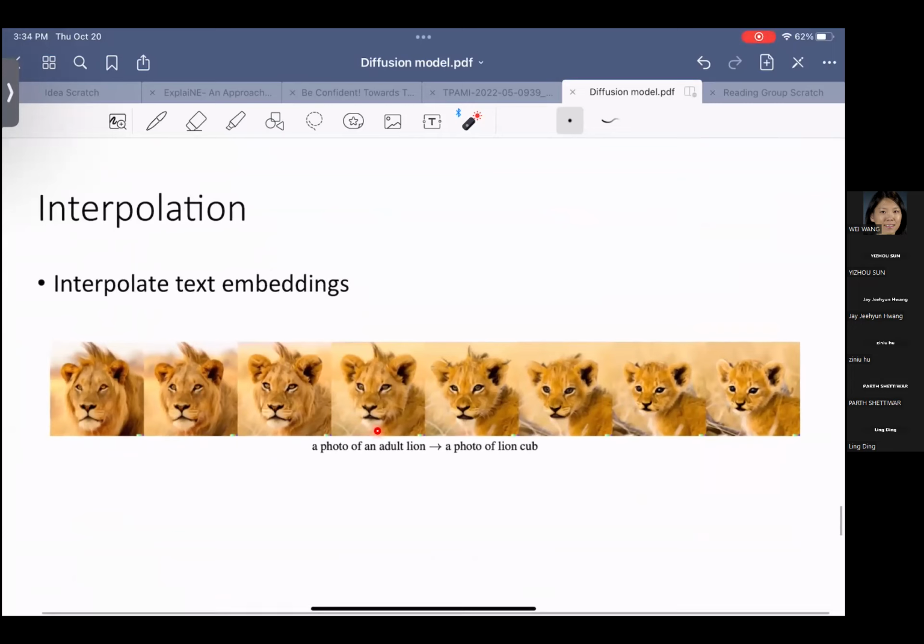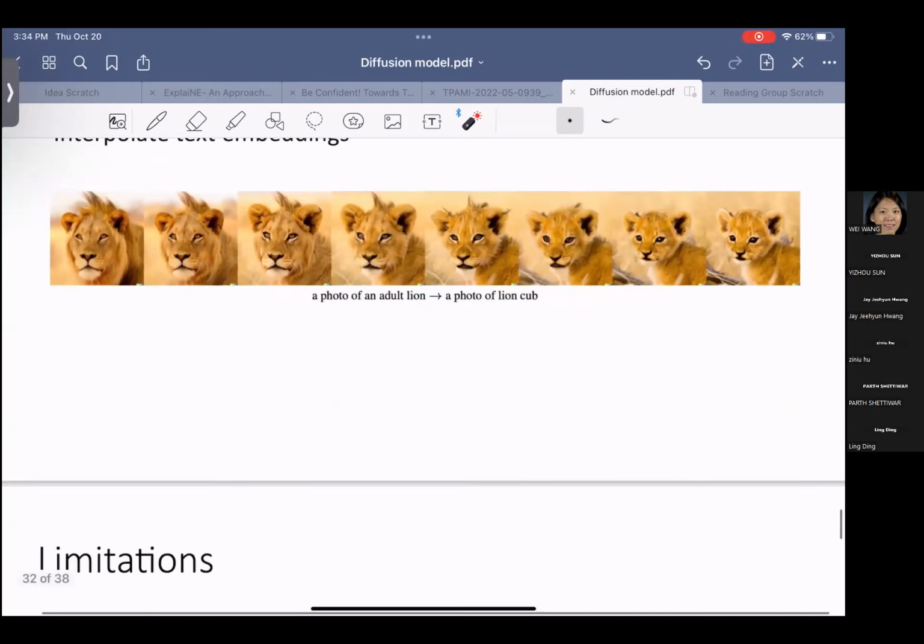This is like saying you have two captions. One says a photo of an adult lion. The other says a photo of a lion cub. But you take the text embeddings of these two, get some intermediate steps between them, and condition on those intermediate text embeddings to generate a series of images. You can see you can generate this interpolation style, right? I guess this is much more interesting because for interpolation, people have done a lot of it for images, but in this case, you can actually condition on interpolated text to achieve similar results.